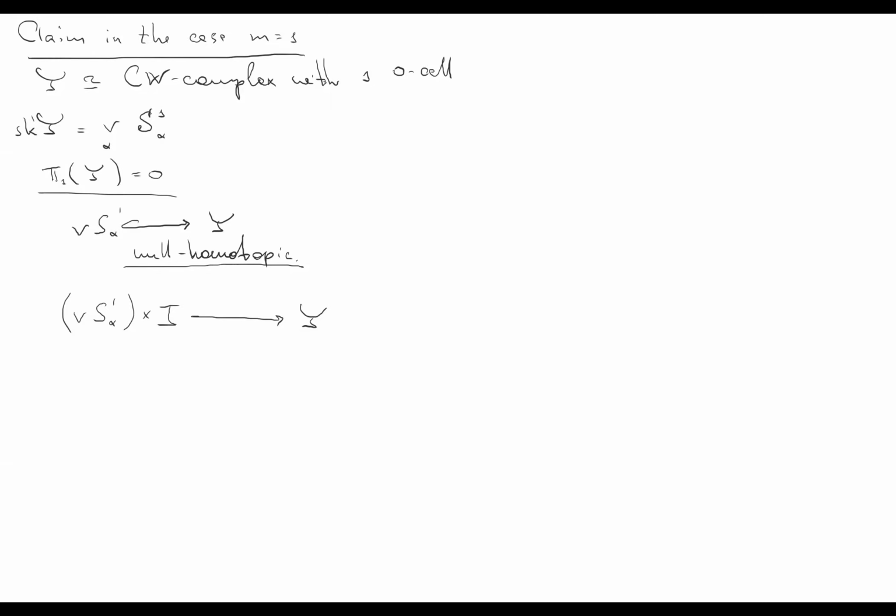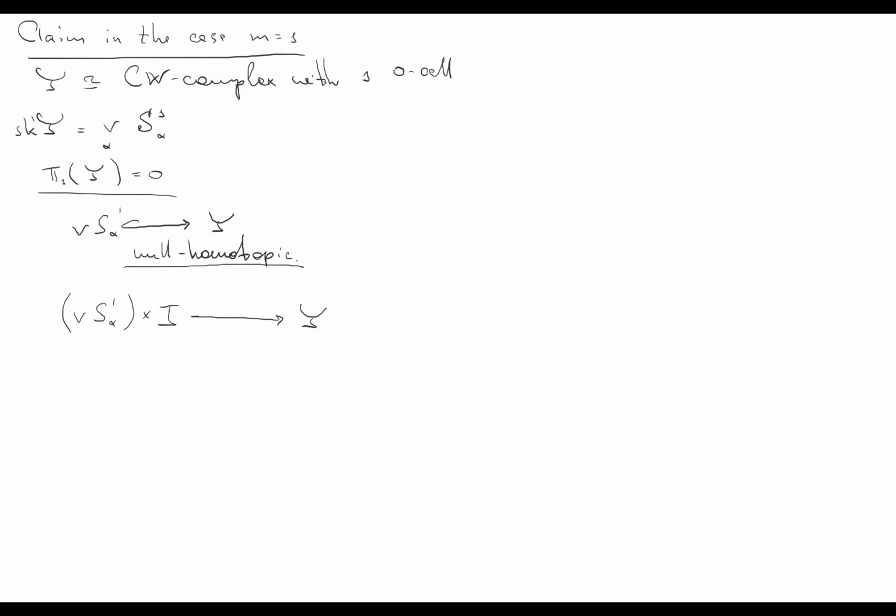it is the identity on the wedge cross 0, and it is a map to the base point on the wedge cross 1. Okay, now I want to apply the Borsuk theorem to this homotopy.